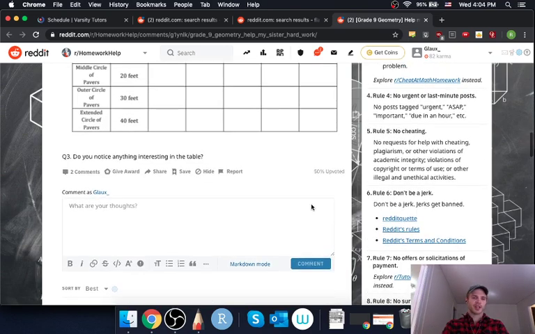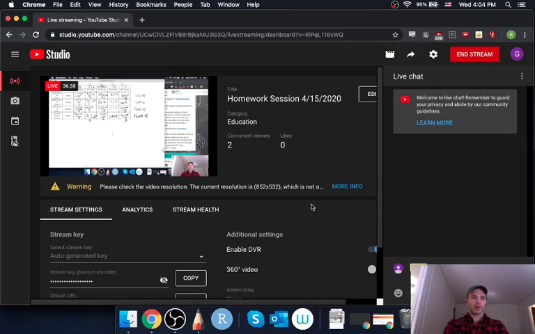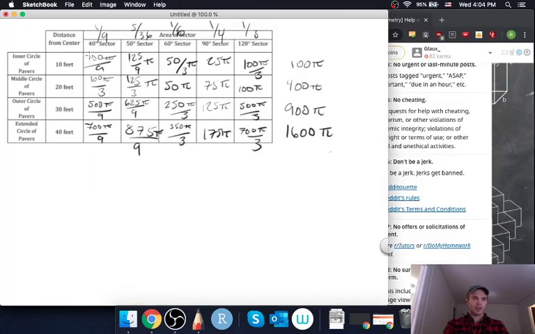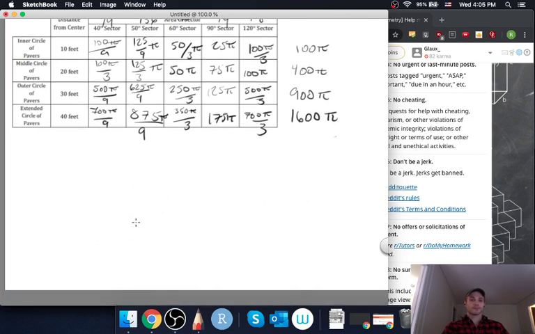Do you notice anything interesting in the table? Yeah, I think that we noticed that this row is the area of the inner circle. The next one is 3 times the area of the inner circle. The next one is 5 times the area, and the last one is 7 times the inner circle. That's pretty dope. And it didn't depend on the angle. So, I don't know why that occurs exactly, but it is very cool. It's super cool. I like that a lot.